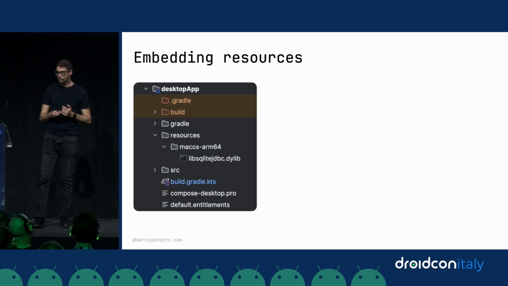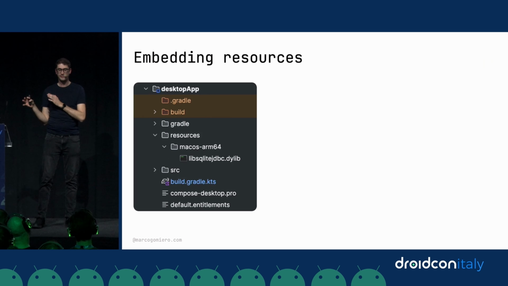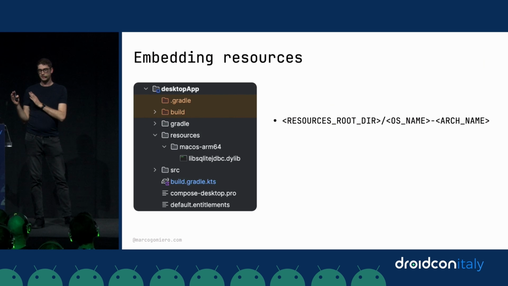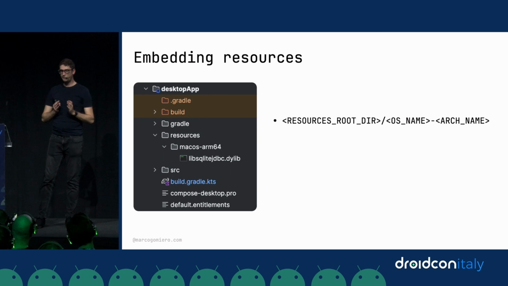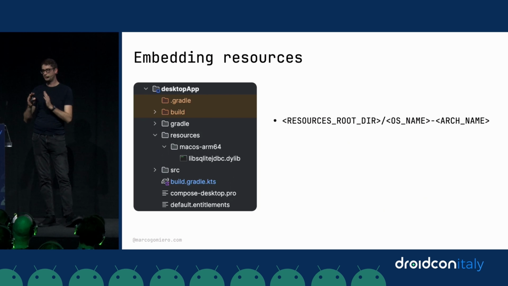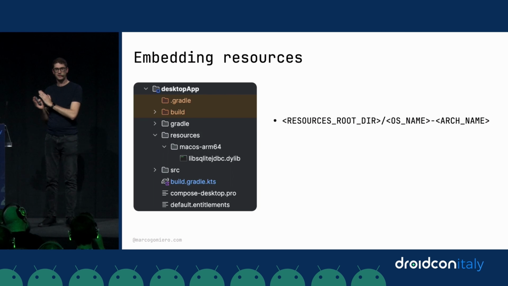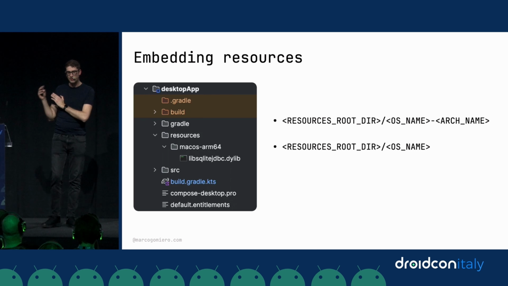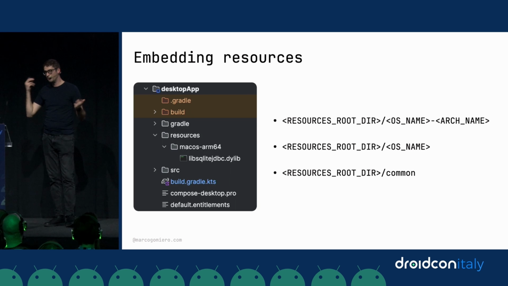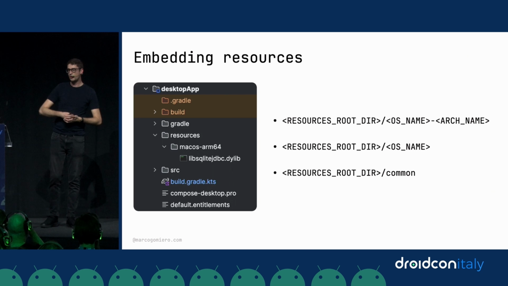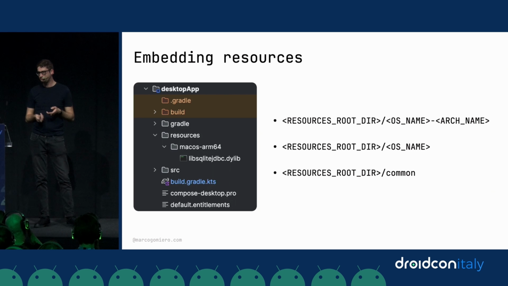To put it inside the binary, you can put it in a random folder on your machine. And then if you use a specific format, the Compose Gradle plugin will pick it up. So you can put architecture-specific libraries like this, you can put OS-specific libraries, or you can put common libraries. And not only libraries, but resources that you need in your binary. So maybe, I don't know, sounds, images, or whatsoever.